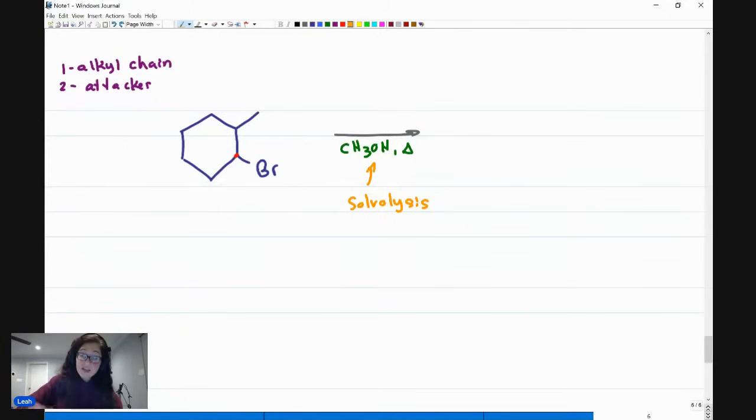And in this case, it is also going to be the attacker. Now it's neutral. It's not strong enough to kick anything out. And so we cannot have an SN2 or E2. Those are way too strong, way too fast. This is not strong enough. So we're left between SN1 or E1.